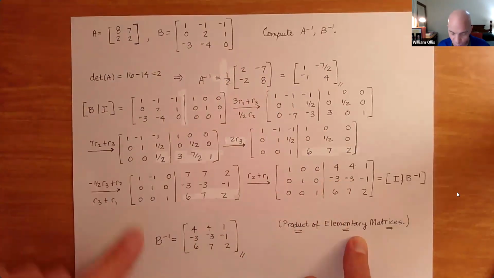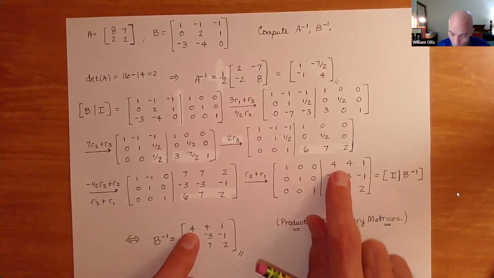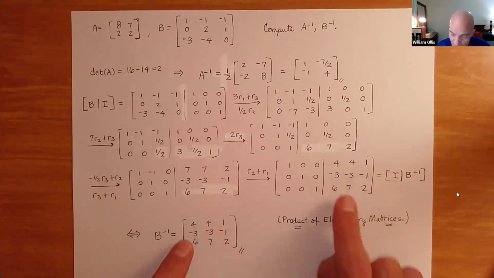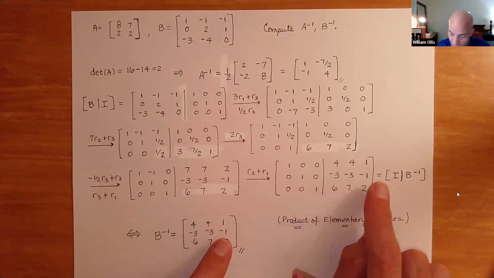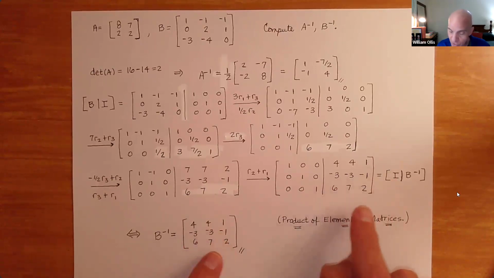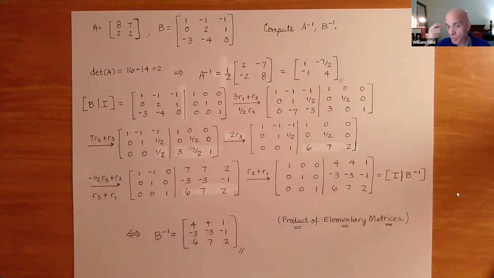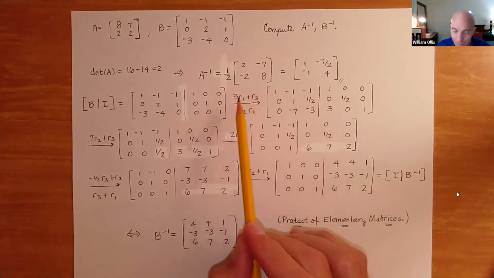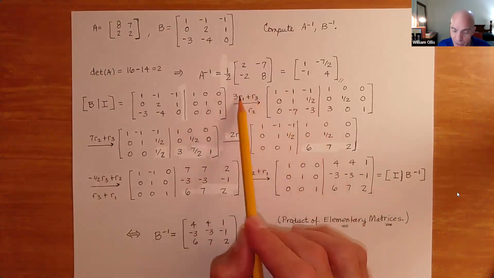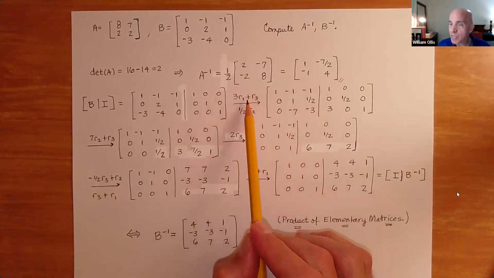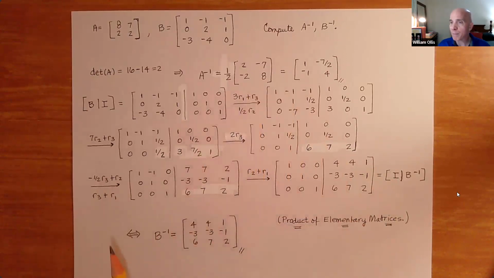And once you produce this, you know what is here is the inverse matrix. So now what I did was record it here. So we have 4, 4, 1, -3, -3, -1, 6, 7, 2. That is our inverse matrix. And as I've written here, the product of elementary matrices. Every time we write down these operations, these are called elementary row operations. Remember, that's what we started with.